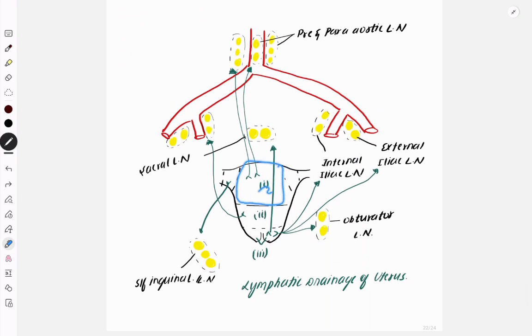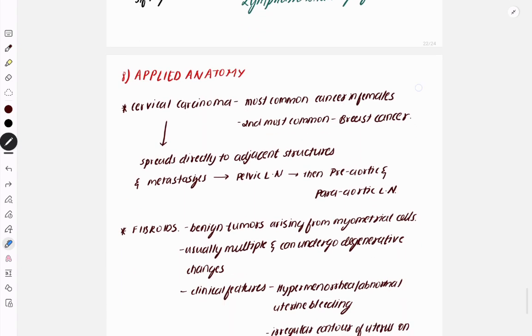The first part is fundus and upper part of the body of uterus, which drains into the pre and para-aortic lymph nodes. The second part is the lower part of the body of uterus, which drains into the external iliac lymph nodes. And third part is cervix, which drains laterally into obturator lymph nodes and the external iliac lymph nodes, posterolaterally into the internal iliac lymph nodes, and posteriorly into the sacral lymph nodes.